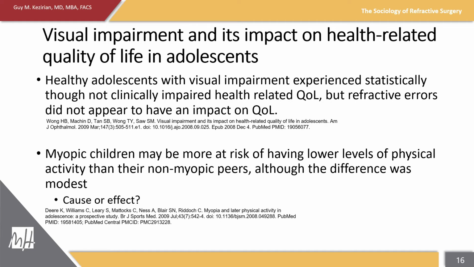The literature is not unanimous on refractive errors causing negative psychological effects, however. In the first study, shown here, there was a minimal impact on quality of life with myopia in adolescents. In the second study, it showed that myopic children had slightly less physical activity, but the question was, is that a cause or an effect of their refractive error? We'll talk more about the relationship between physical activity and refractive errors in a moment.